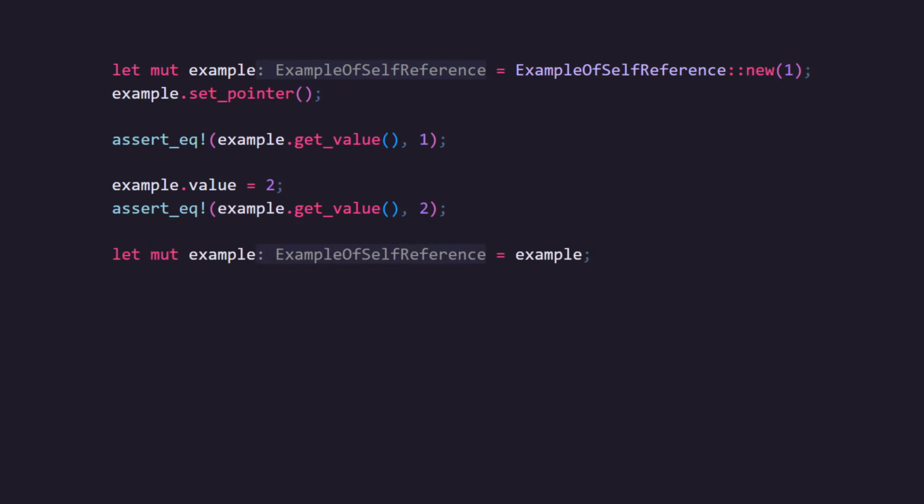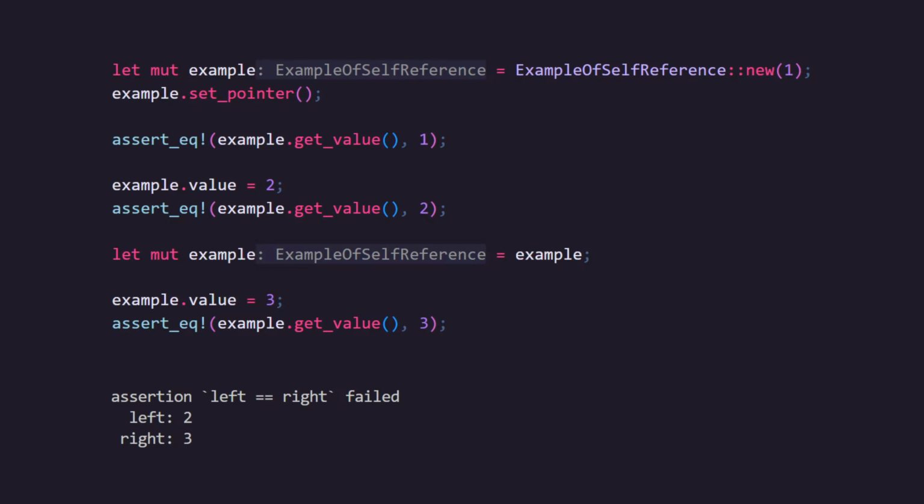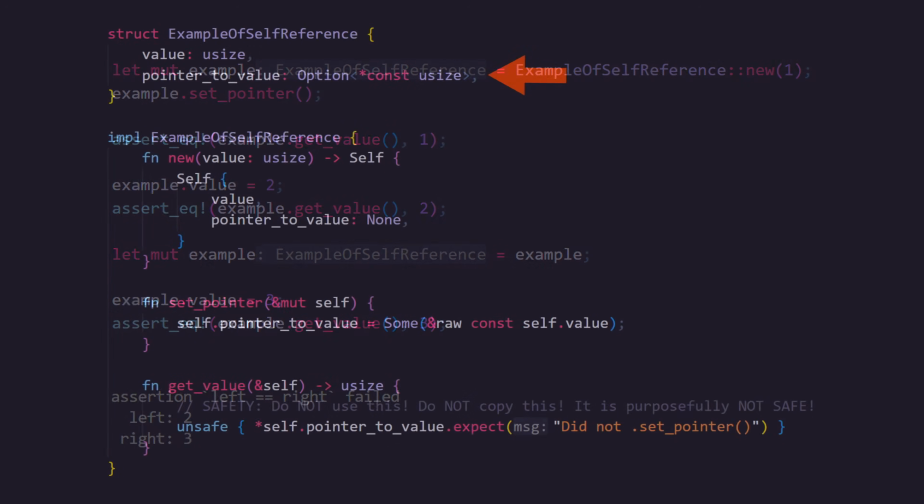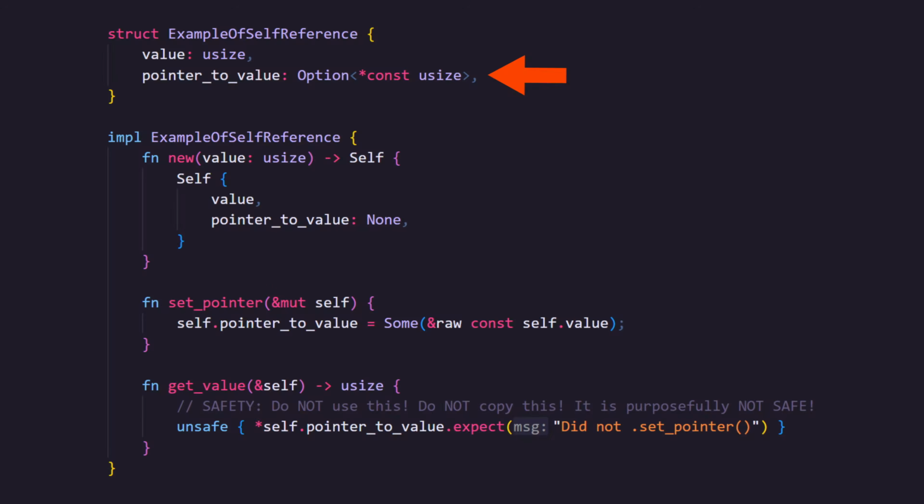Now let's move ownership, and yes, this is actually enough to do that. We're technically moving it within the same stack frame, but this is a new variable, even if it has the same name. Updating the value works, but reading from the pointer gives us the old value. Pointer to value is just a numeric address of a location in memory. We moved the data, but the pointer is still pointing at the old location.